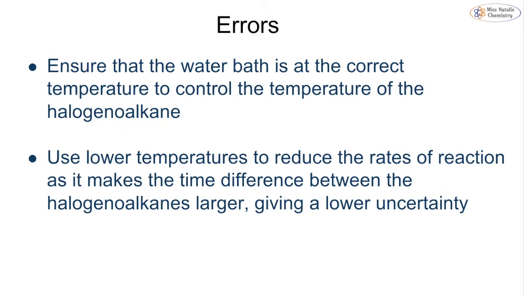So some errors that may come up in this particular reaction, well, it's sometimes making sure that your water bath is at the correct temperature, and we use that to control the temperature of the halogenoalkane. If we use a lower temperature, we're going to reduce the rate of the reaction, and that gives us a larger time difference between the halogenoalkanes. It takes longer for the experiment to happen, but the good thing is it gives us a lower uncertainty in terms of the accuracy. So sometimes it's nice to find a good balance in terms of the temperature that we want to use. So that's why we use 50.